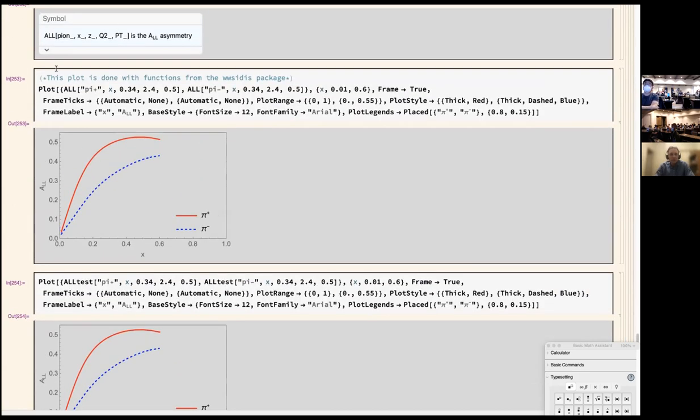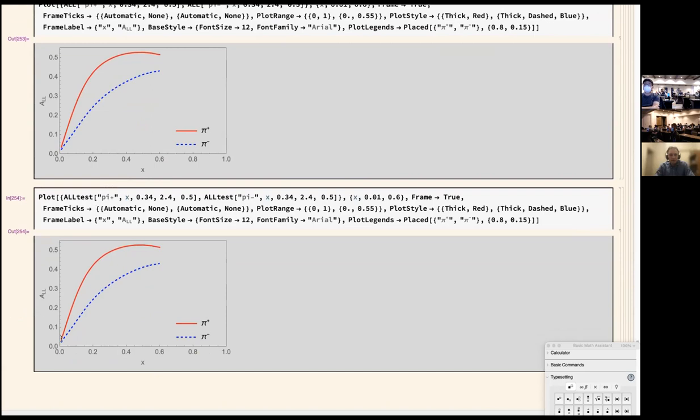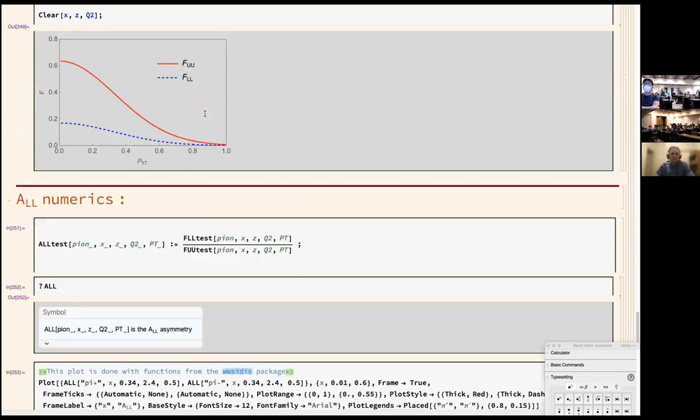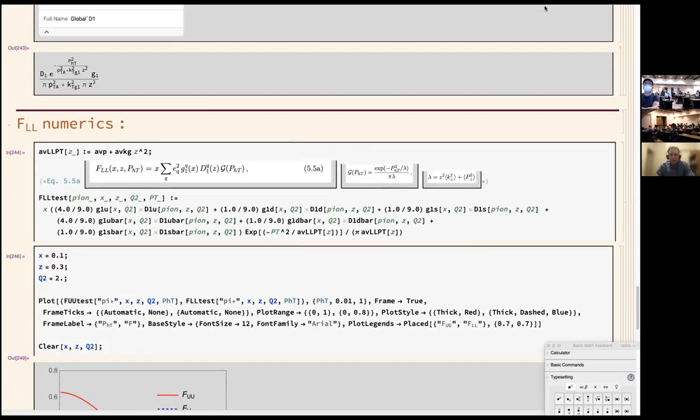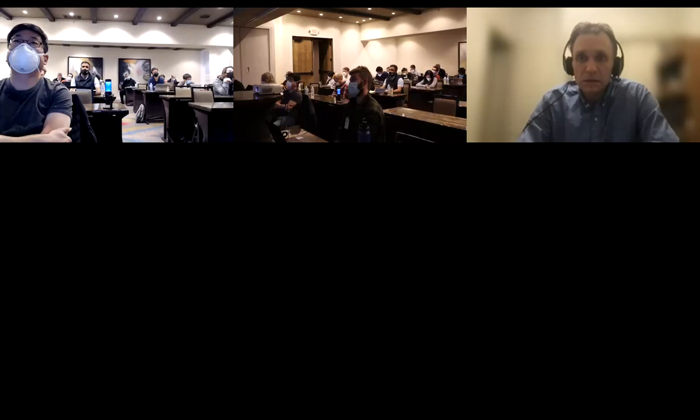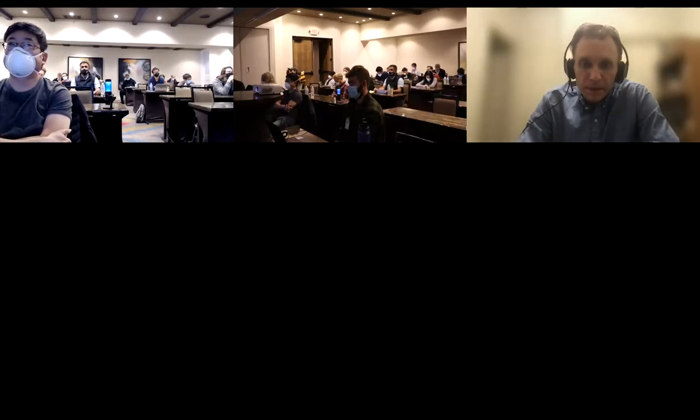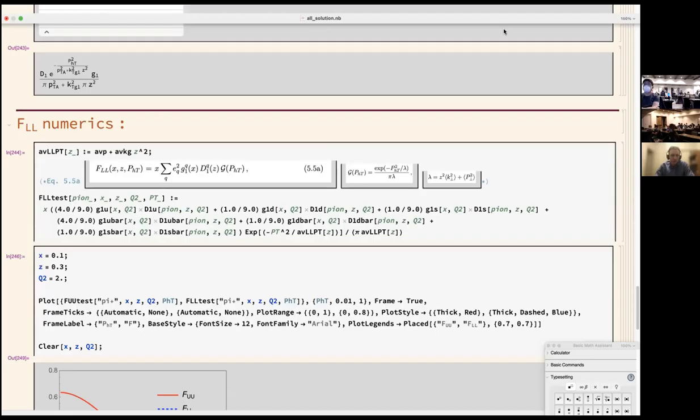Now I can plot what is done with functions from WWC, this package, and it shows me pi plus is like this, pi minus is like that. And then my test functions actually give me the same results. Well, no surprise, actually, I knew what to do, obviously. But now let me show, say, the Sivers notebook, and then probably this will be more obvious for you what to do.